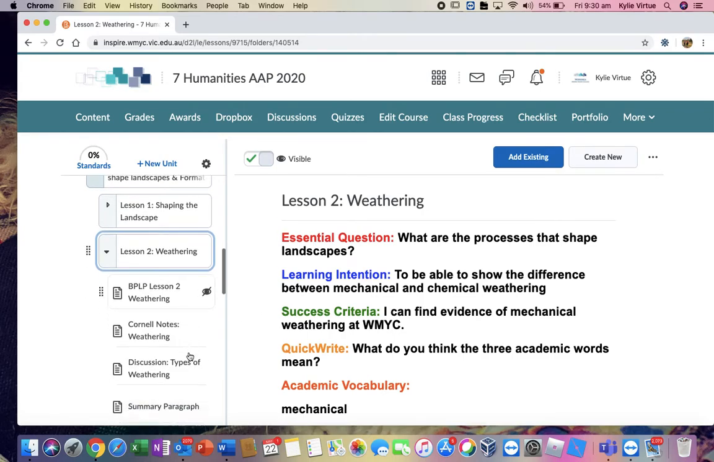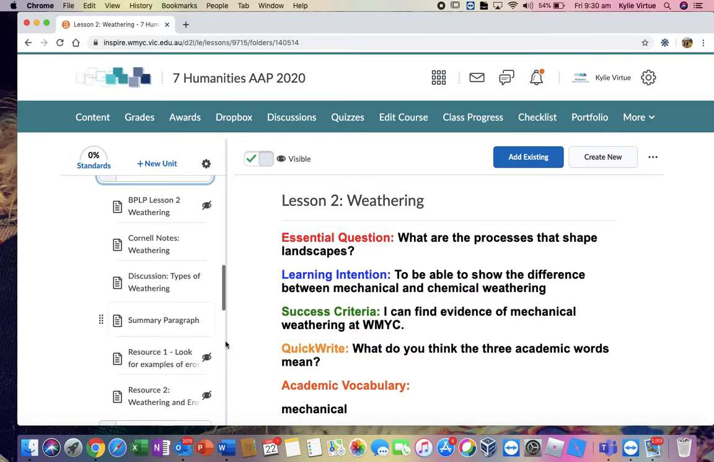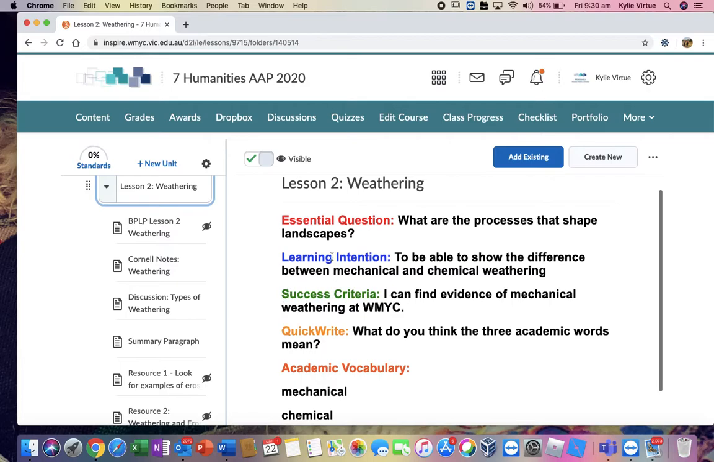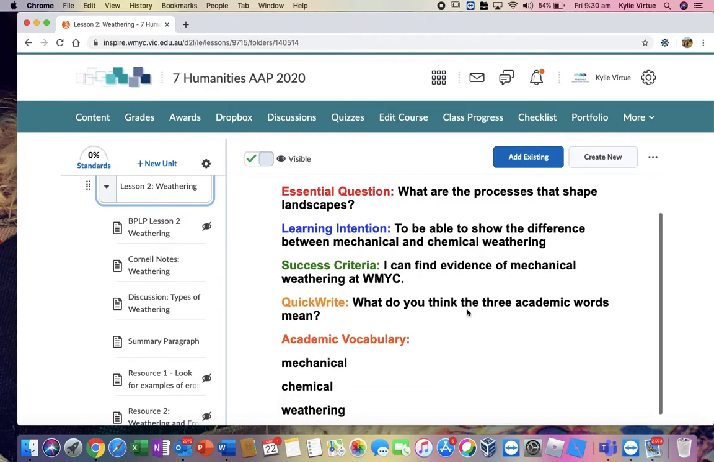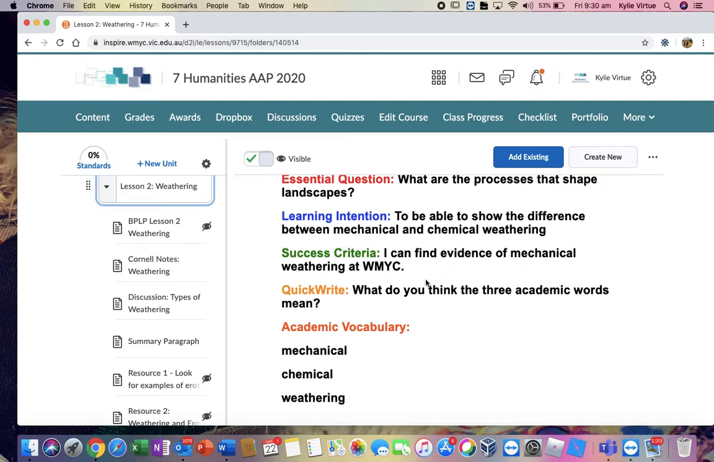I'm also going to introduce to you the formative assessment task, because weathering is actually quite a short session. So guys, our essential question is, what are the processes that shape landscapes? To be able to show the difference between mechanical and chemical weathering, and can you find evidence of mechanical weathering? Not so much at WMYC, but just in general, guys. Obviously in remote learning that changes.